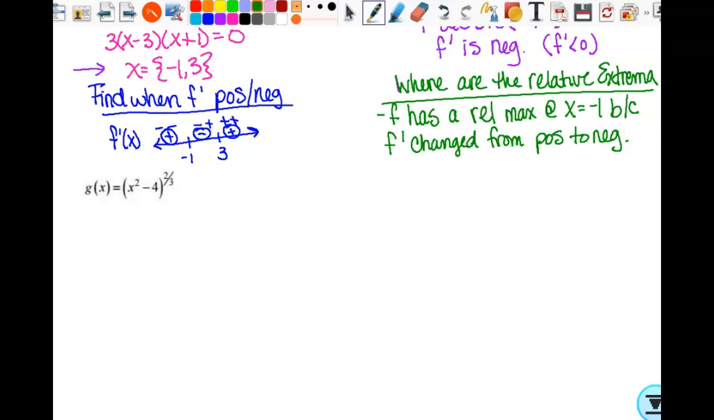Okay. So f has a relative maximum. We talk about f prime. F prime tells us about f. F changed from positive to negative. That's what makes it a relative maximum. So what's the other one?